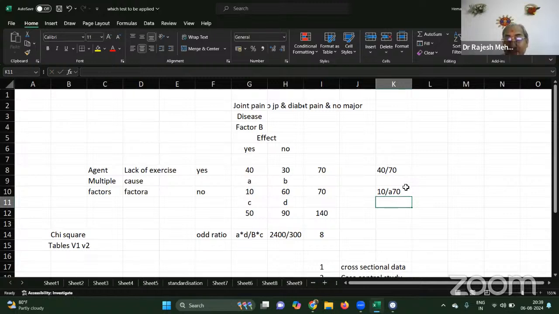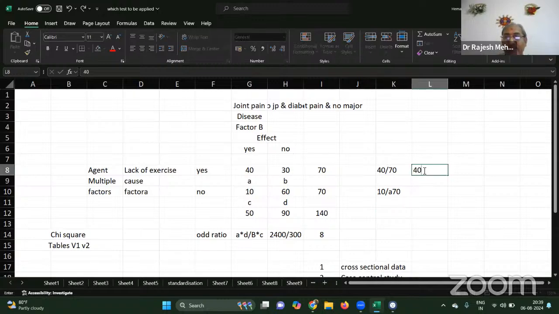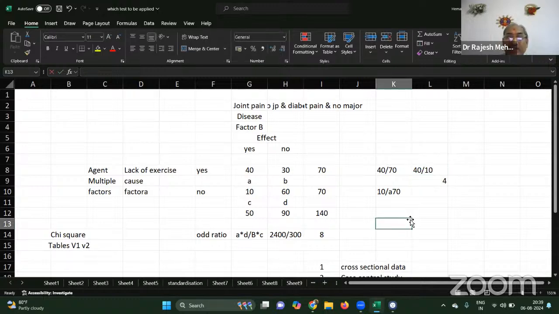So in this case, we can definitely compare. The risk here is 40 out of 70 versus 10 out of 70. If we take the relative risk, it will be 40 upon 70 divided by 10 upon 70. 70, 70 will get deleted. So the answer will be 4 times. The relative risk is 4 times. So those who lack exercise are 4 times more likely to get the disease. This is how it will be interpreted.